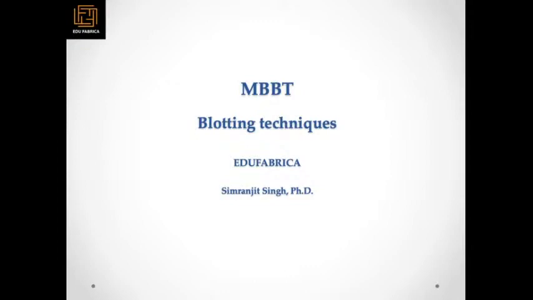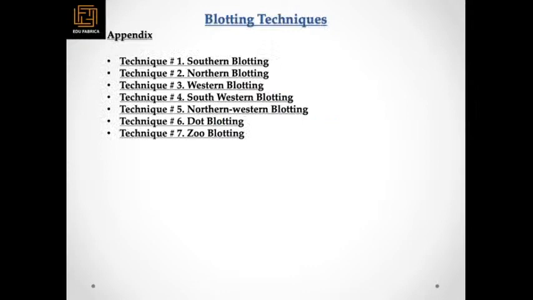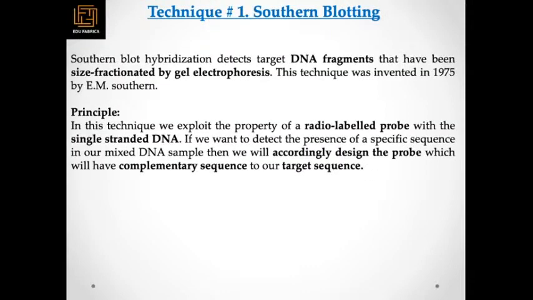So, blotting techniques. Mainly, we have discussed in my first lecture on the basics of molecular biology, where I was telling you about various blotting techniques: southern blotting, northern blotting, western blotting, southwestern, northwestern, dot blotting, zoo blotting. We will go through each of them one by one with their respective videos, till western blotting, I guess. We'll see where we can go today. So let's start with the southern blotting.